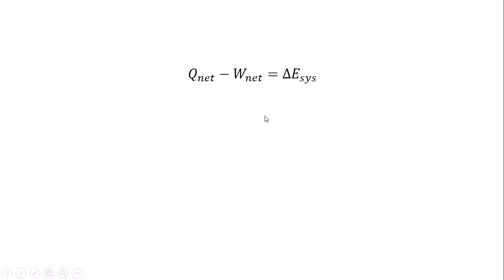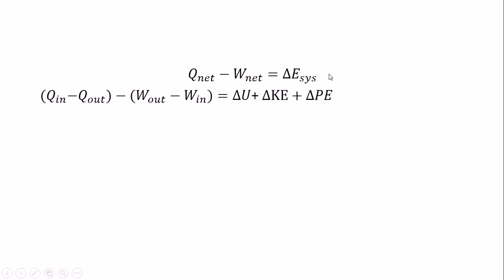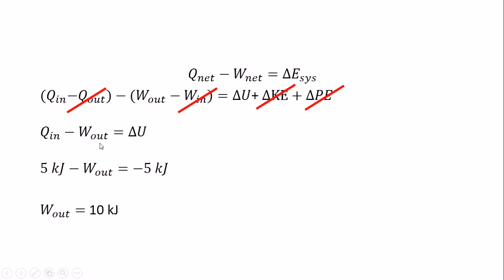The second way is using this formula. Again, you should memorize this. Q net is Q in minus Q out. W net is W out minus W in. So you cancel the terms that are not applicable, which simplifies into this, and when you substitute, you will also get a similar answer.